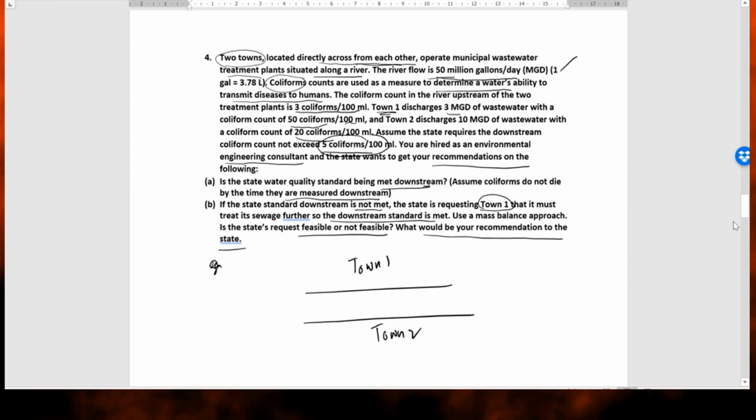The river flow is 50 million gallons per day. So river flow, Q, is 50 mgd. And coliform are used as a measure to determine the coliform in the river upstream of the two treatment plants.